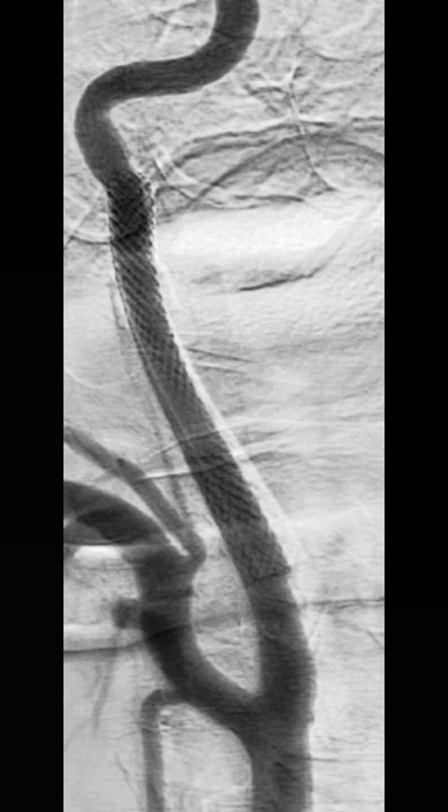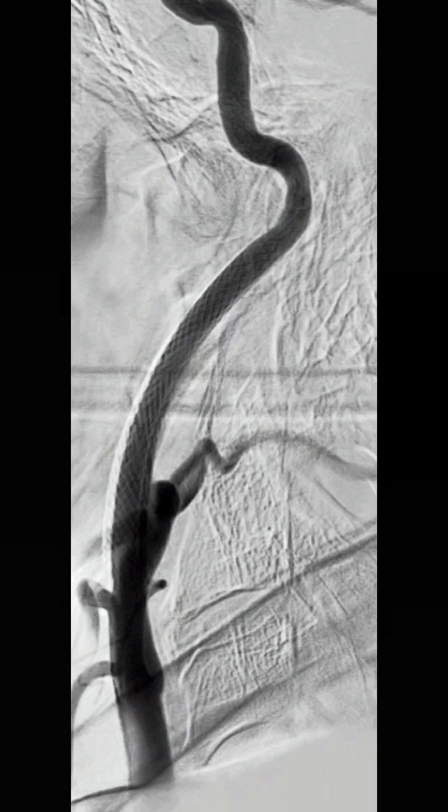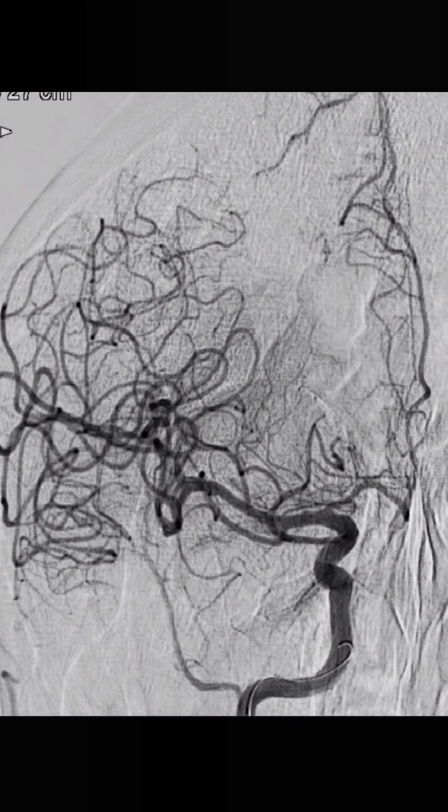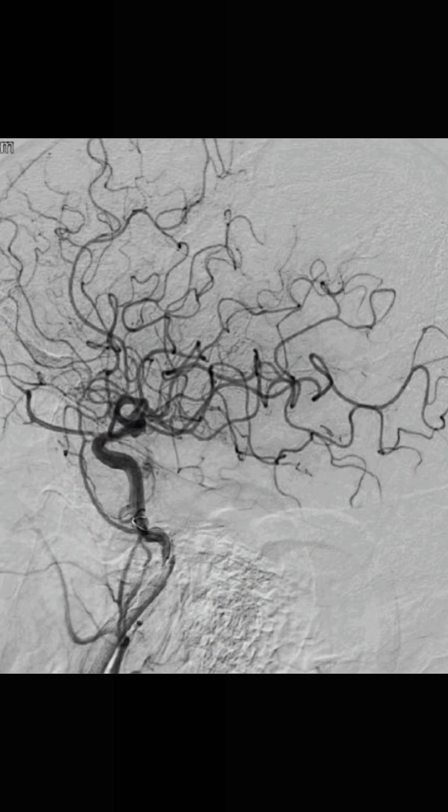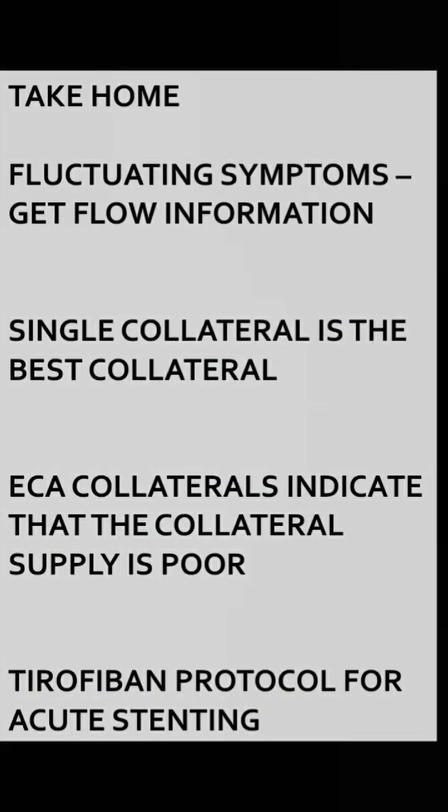Therefore, the three key messages are: in patients with fluctuating symptoms, it is important to get flow information either through perfusion imaging or get a DSA performed. Leptomeningeal collaterals indicate very poor perfusion and more the number of collaterals also indicate the same. Finally, stenting in the setting of acute stroke with GP2B3A antagonist appears to be safe.